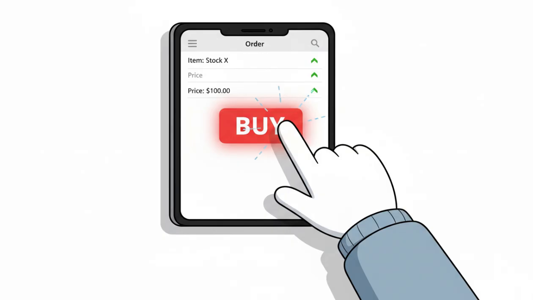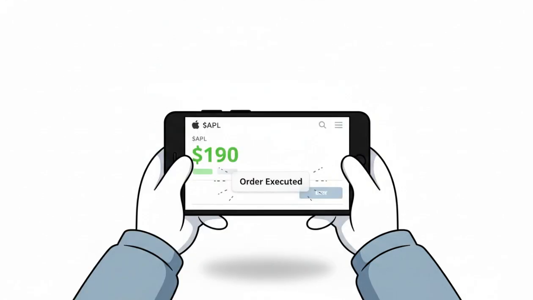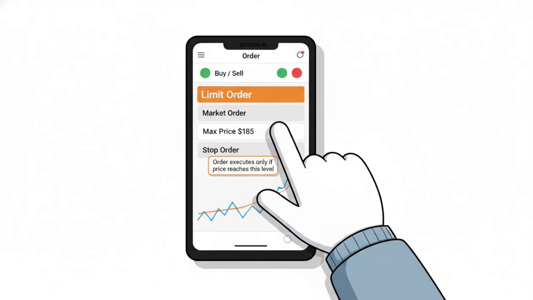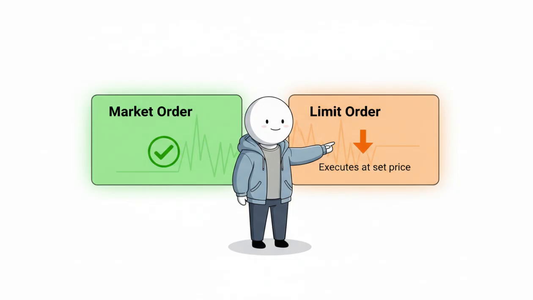Next, you click the buy button. This opens the order screen. Here you must choose your order type. A market order means you are buying immediately at the best available price in the market. If Apple is trading at $190, your order executes instantly around that level. A limit order means you set the maximum price you are willing to pay. For example, if Apple is trading at $190 but you only want to buy at $185, you enter $185 as your limit. The order will only execute if the price drops to that level.